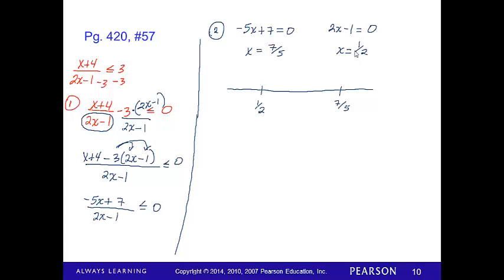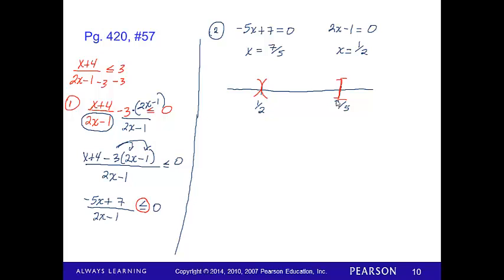Whenever you set your denominator equal to 0 and you get a boundary point, it will always be a parentheses facing to the left and a parentheses facing to the right because you cannot divide by 0. However, for the numerator, in order to determine what you use for the numerator, you actually look at the inequality sign. So this one says less than or equal to. Because of that equal sign, we must use brackets. Bracket facing to the left and a bracket facing to the right.